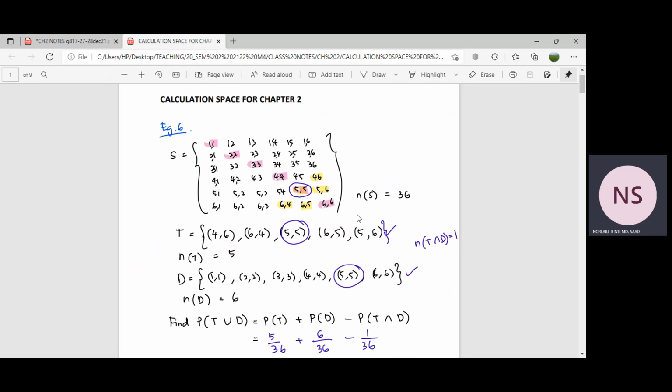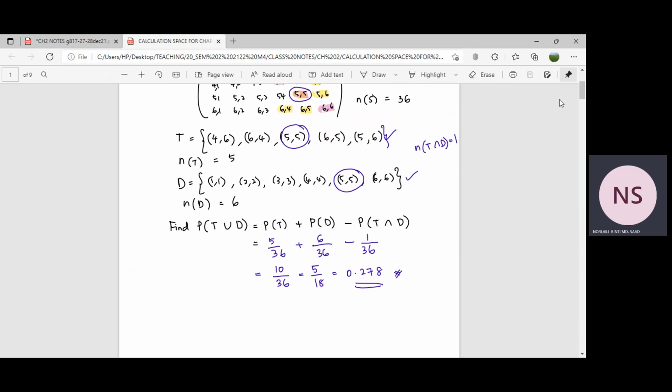This is our sample space when you throw a pair of fair dice, so S equals 36. This is the event for T. T is whenever the total of the numbers is 10 or 11. We have here 4,6, 6,4, 5,5, 6,5, and 5,6, and the number of elements in set T is 5. And for D, which is doubles, we have 6 elements.